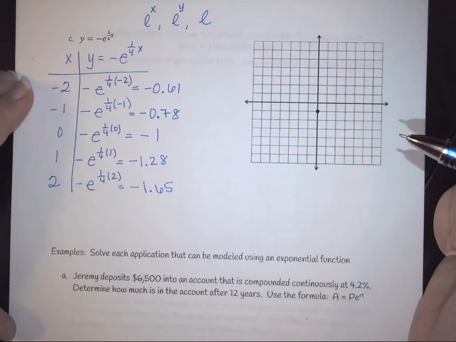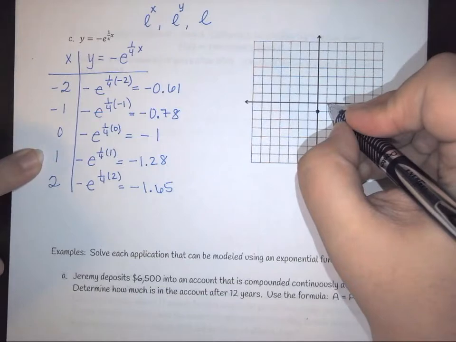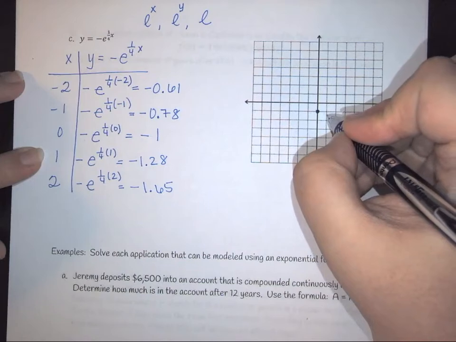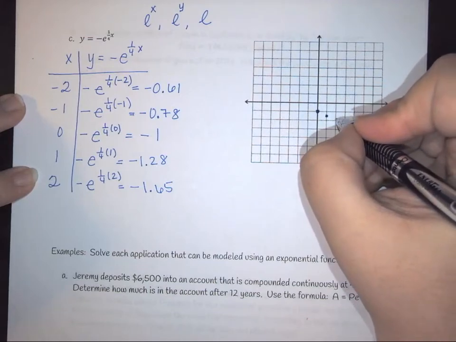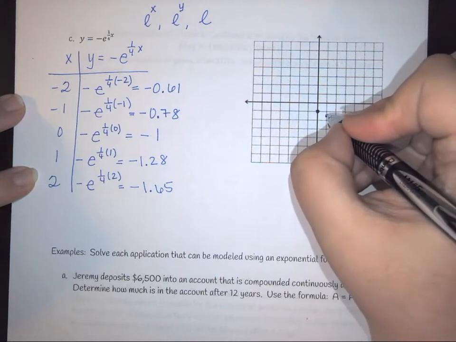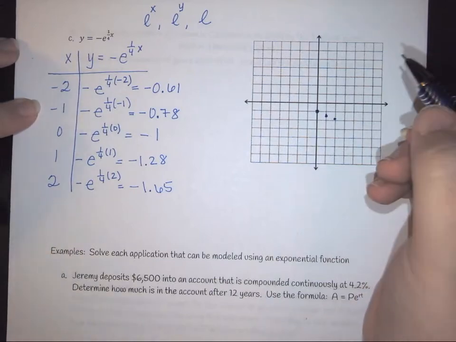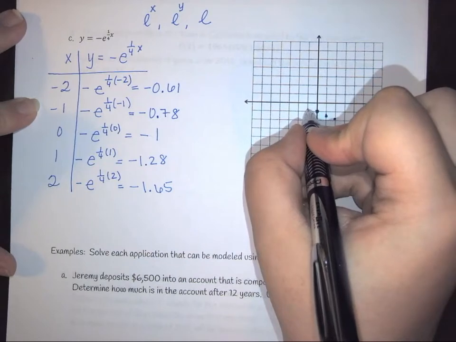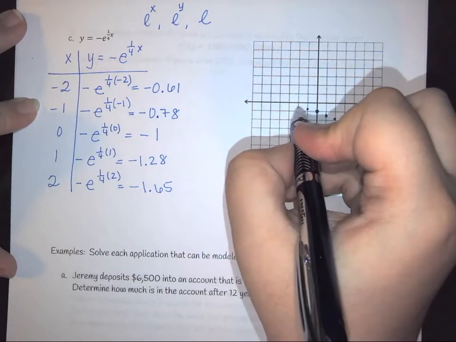Then it's just a matter of graph and go. So over at 1, I'm down at negative 1.28. So this is negative 1 and a little bit further. At 2, I'm down at 1.65. So I'm over at 2 and I'm down a little bit further. Okay. At negative 1, I'm at negative 0.78. So negative 1, I'm going to be at 0.78. And then at negative 2, I'm at the 0.61.